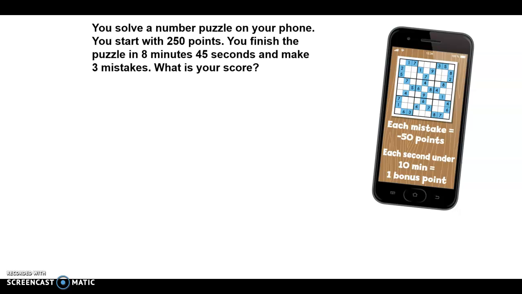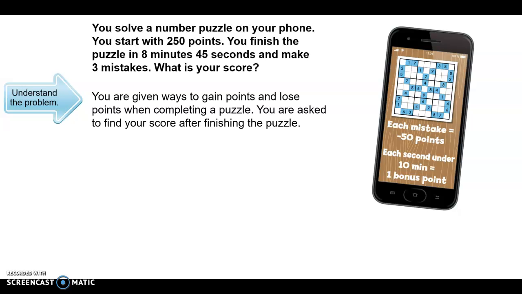Okay, you can also solve a number puzzle on your phone. Here's our word problem. You finish the puzzle in 8 minutes, 45 seconds, and make 3 mistakes. What's your score? So first we need to understand what the problem is asking us. You are given ways to gain points and lose points when completing a puzzle. You are asked to find your score after finishing the puzzle.